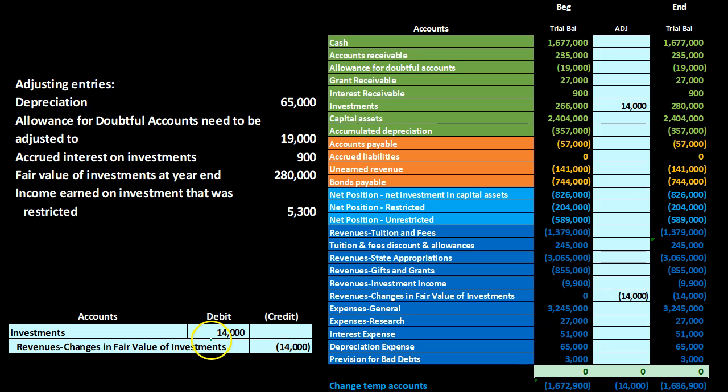So if we record this out, investments are going to be up top. It started at the 266. We're going to debit it by the 14 to get to the 280. Then we have the revenue changes in fair value. It was at 0. It's going up in the credit direction to the 14,000. That, of course, increases what would be similar to the net income number, the bottom line number down below.